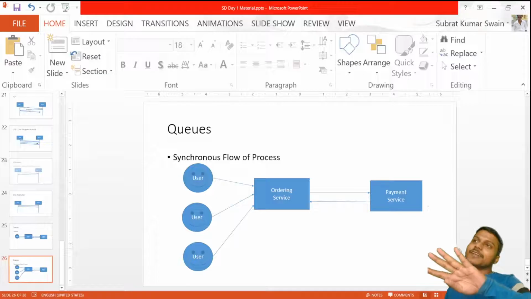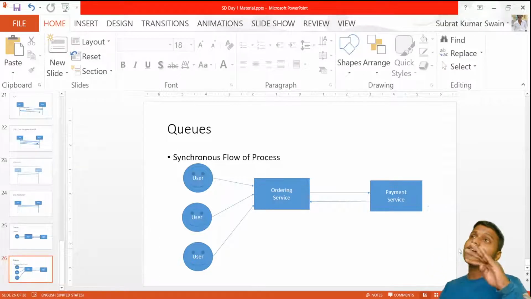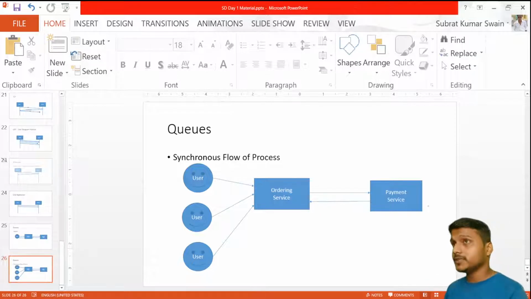It will serve 4 people, then 4 people, then 4 people, then 4 people. So unless it gives a confirmation, the next process cannot proceed, right? So this is the problem with the synchronous flow of process, guys.